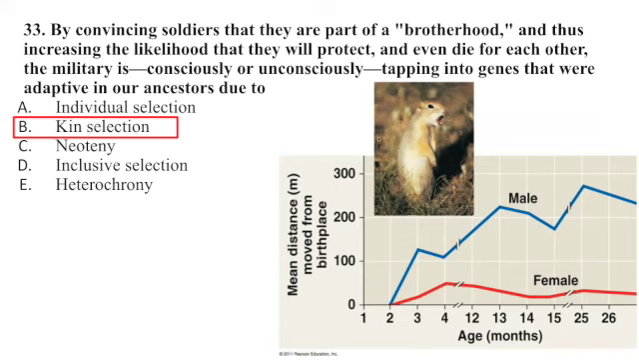D is incorrect because there's no such thing as inclusive selection. There is inclusive fitness, but not inclusive selection. E is incorrect because heterochrony is developmental change in the timing of events, leading to changes in size and shape. And so that doesn't really fit. So B is really what it's acting on here.